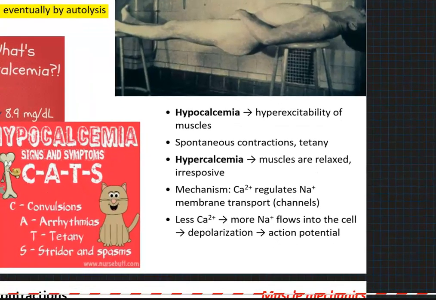Now, calcium levels are pretty important for the regulation of your muscle activities. What's interesting, hypocalcemia, you may have guessed, not enough calcium, the muscle is not going to contract, but turns out, no. Calcium regulates the transport of sodium, so low extracellular calcium results in contractures and tetany. Hypercalcemia, on the contrary, makes muscles unresponsive.